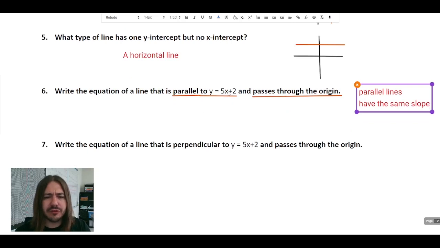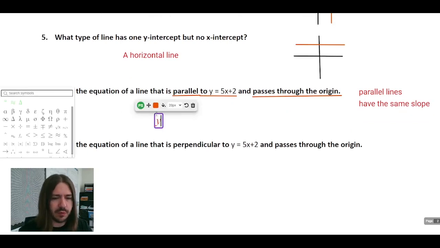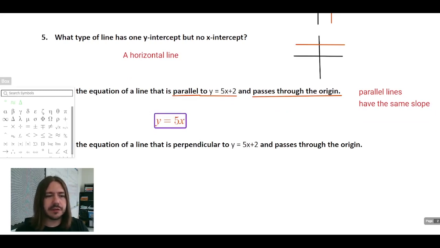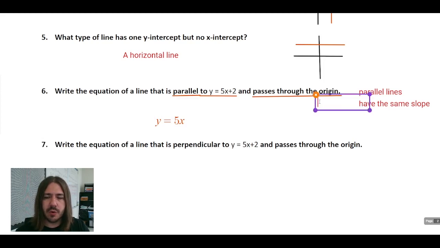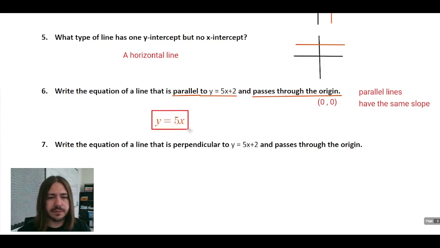So the slope of this line is 5. So we know that when we write our equation, it's going to be y equals 5x plus whatever the y-intercept is. Now it says it passes through the origin. The origin is the coordinate 0, 0. Okay, it's that point right in the middle where the axes meet. And so in our y equals mx plus b equation, we have plus 0 here, but you don't need to write the plus 0, so there is our equation. It's parallel to this, but passes through the origin.